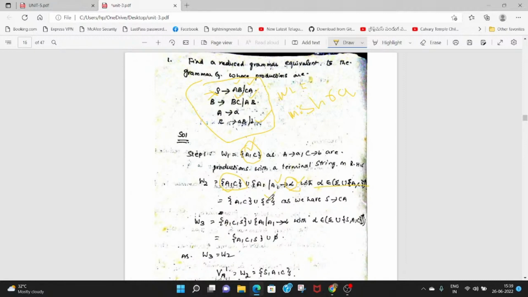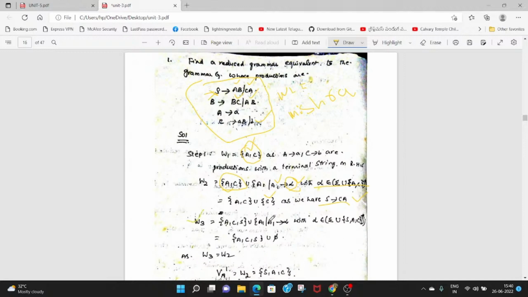So here, because of that reason, since there is a production S tends to CA, I have included S in W. Okay, and after that we are going to construct W's repeatedly until the previous W and the current W are both the same. So now I'm trying to construct W3.